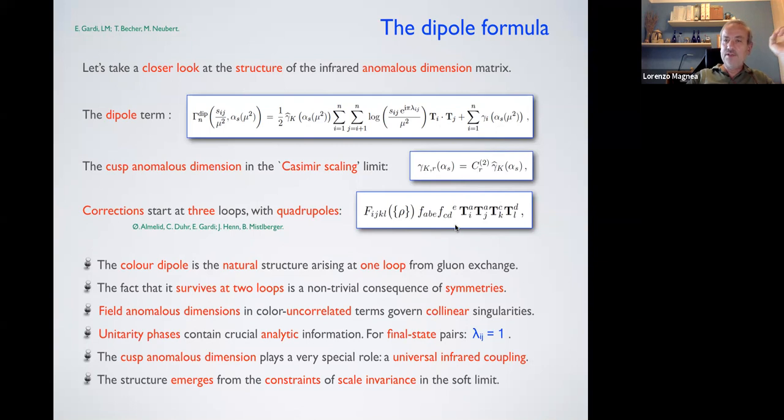But at 3 loops, there are corrections that have a conformality property, and they start off with quadrupoles, and this precise expression, which is a beautiful expression, has been computed 5 or 6 years ago by these people. The Coulomb phase was mentioned a moment ago. So the phases here arise from this thing here. These lambda ij's are either 0 or 1. And for example, if all the particles are outgoing, they are 1. And so you get the log of minus Sij, and that's where the phases come from.